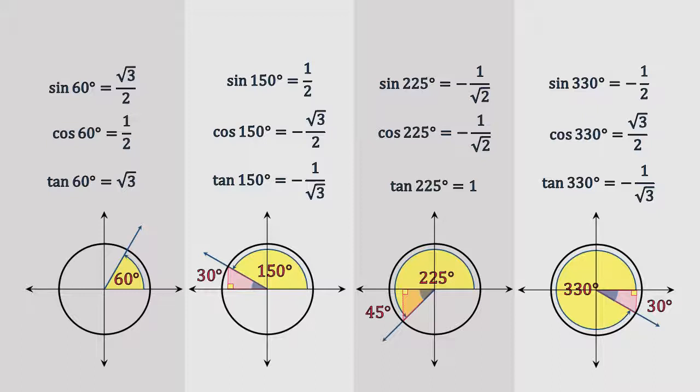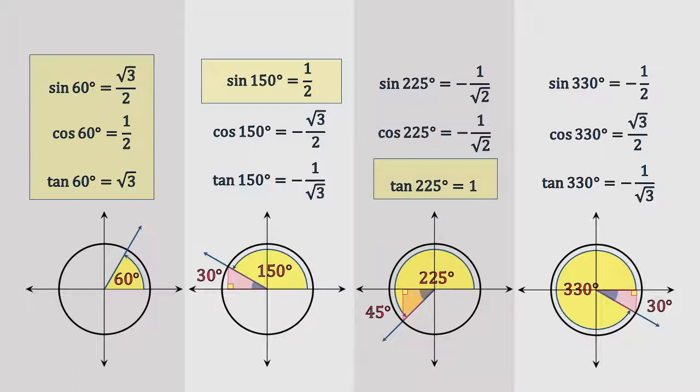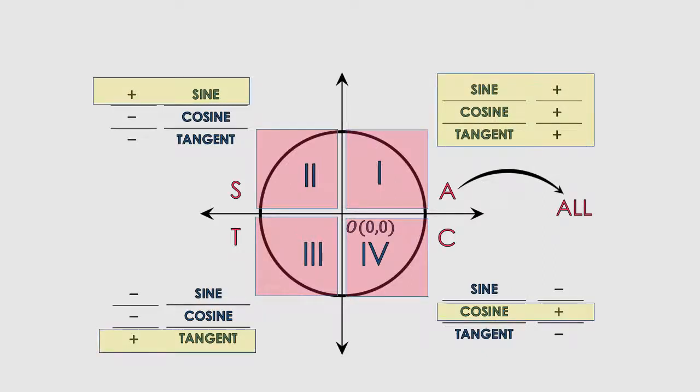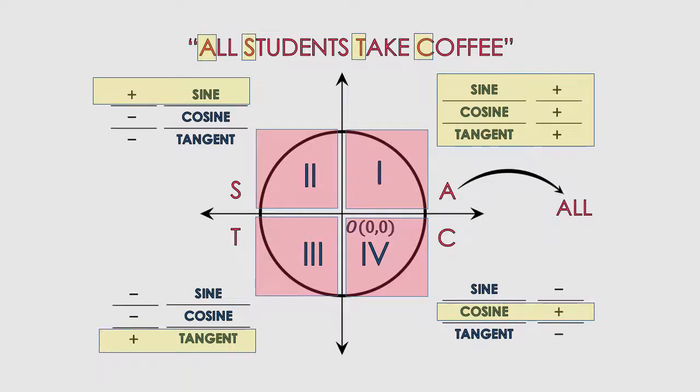Notice that in the first quadrant, all the three trigonometric ratios are positive. In the second quadrant, only sine of the three ratios is positive. Tangent alone is positive of the three ratios in the third quadrant. As for the fourth quadrant, only cosine is positive of the three ratios. The mnemonic ASTC may be used to remember which ratio is positive in which quadrant. And in the event you cannot remember ASTC, you can always remember the phrase all students take coffee.